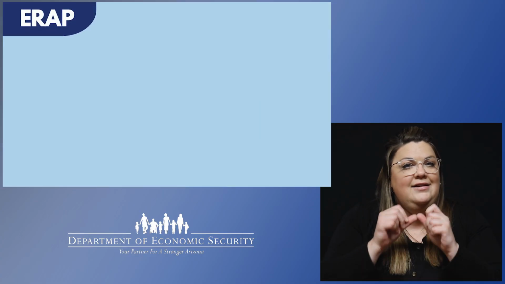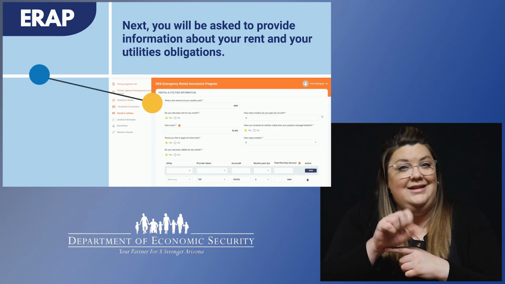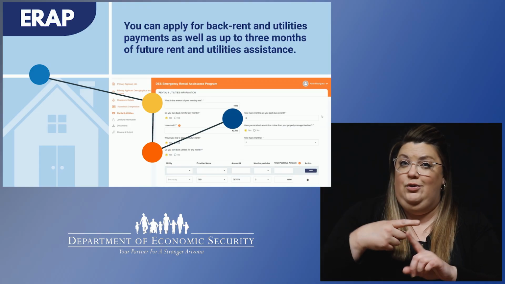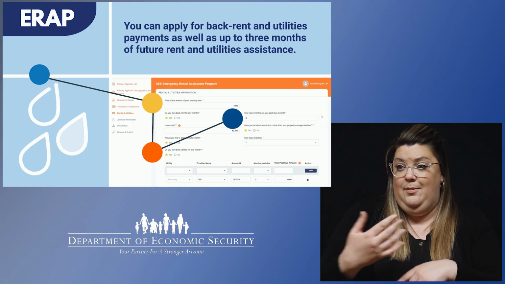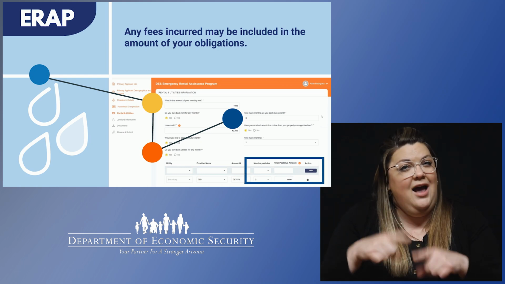Next, you will be asked to provide information about your rent and your utilities obligations. You can apply for back rent and utilities payments, as well as up to 3 months of future rent and utilities assistance. Any fees incurred may be included in the amount of your obligations.